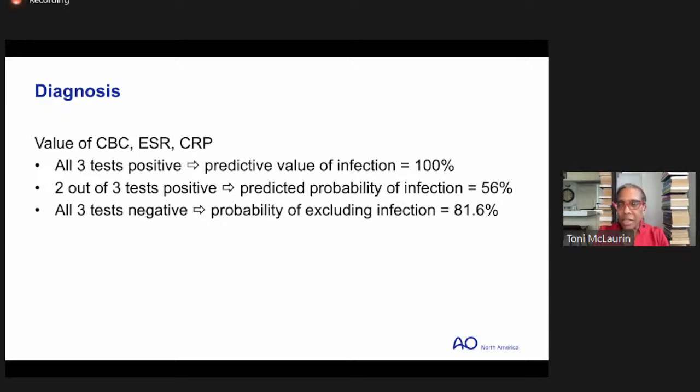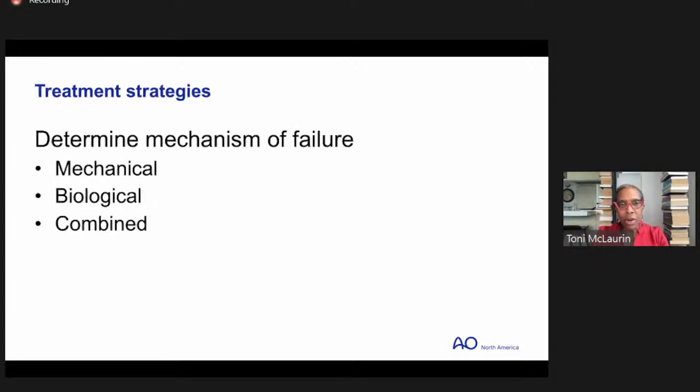So, as I said, these can all be negative in the face of osteomyelitis, but if you combine them all, 3 positive tests, the predictive value of infection is 100% if all of these are positive. If 2 out of 3 are positive, then that gives you about a 50-50 chance that you're looking at infection. And if all 3 are negative, you're about 80% sure that you're not dealing with an infection. So in combination that can be very helpful.